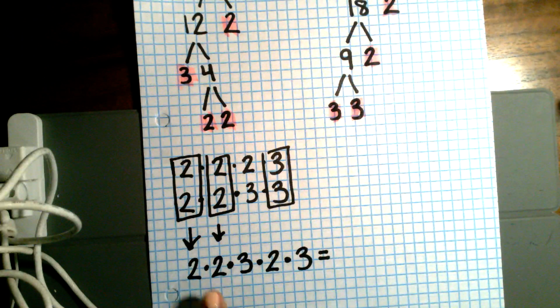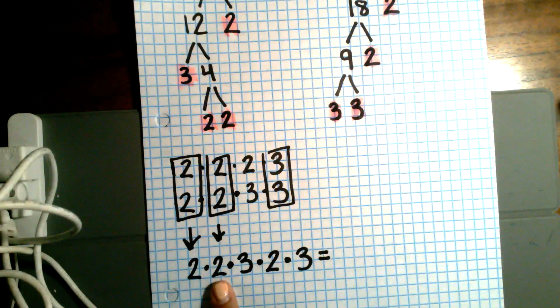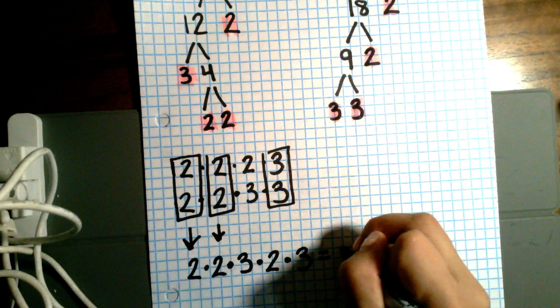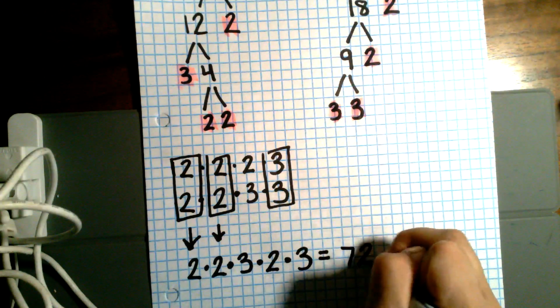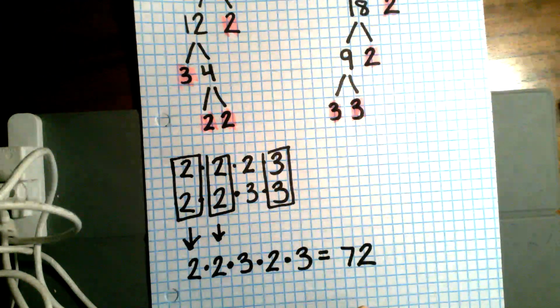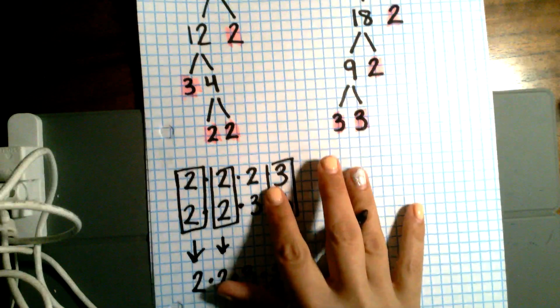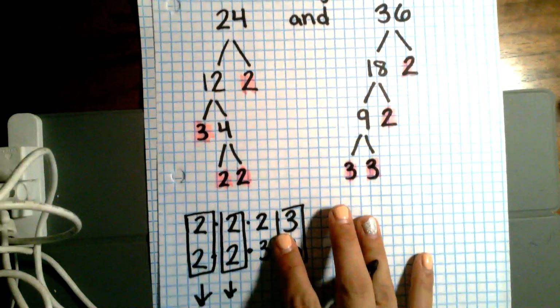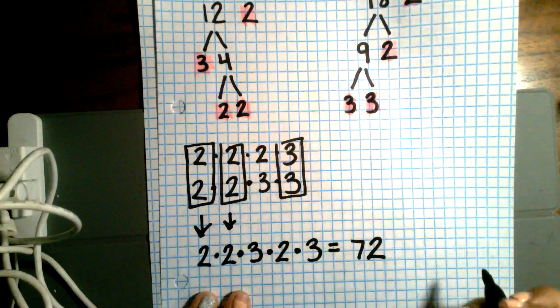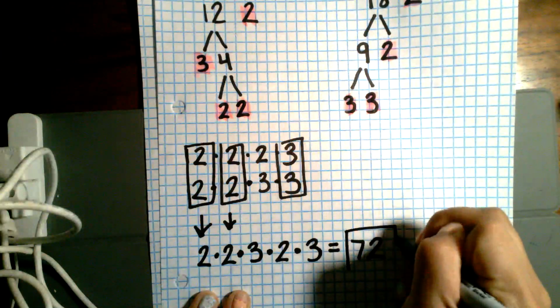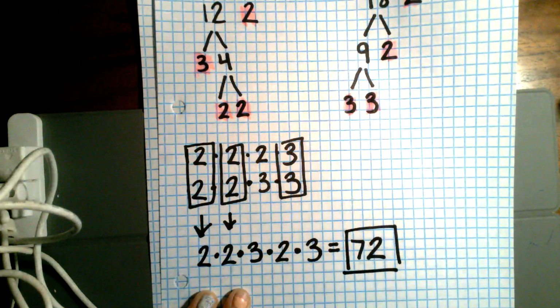And let's multiply this out. 2 times 2 is 4. 4 times 3 is 12. 12 times 2 is 24. 24 times 3 is 72. So the smallest number that both 24 and 36 will go into is the number 72.